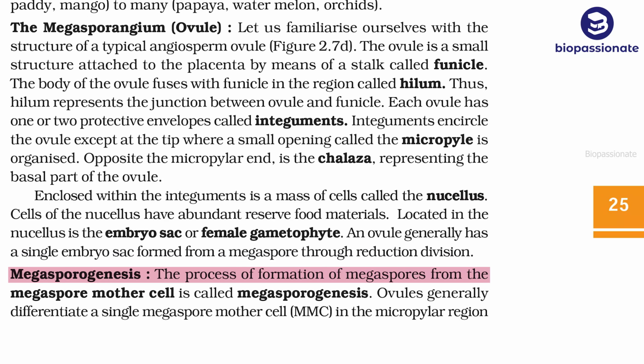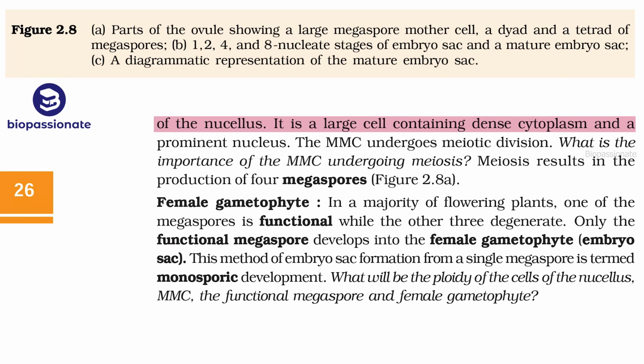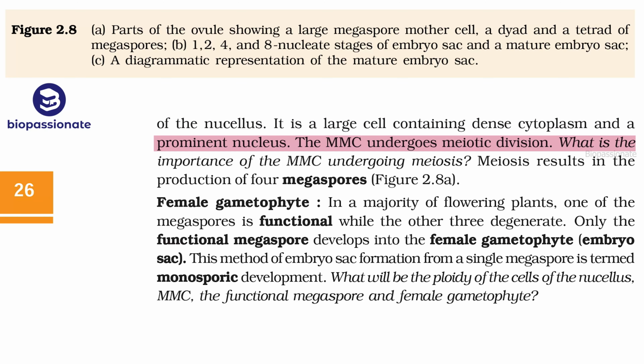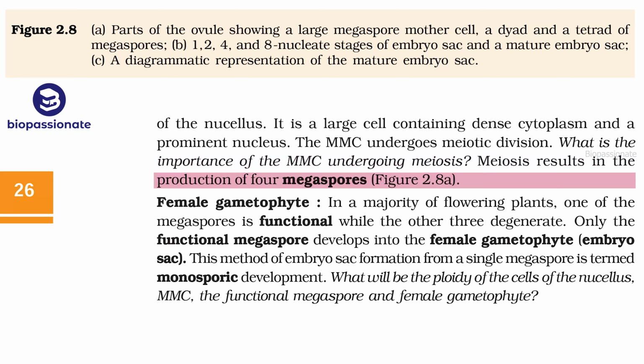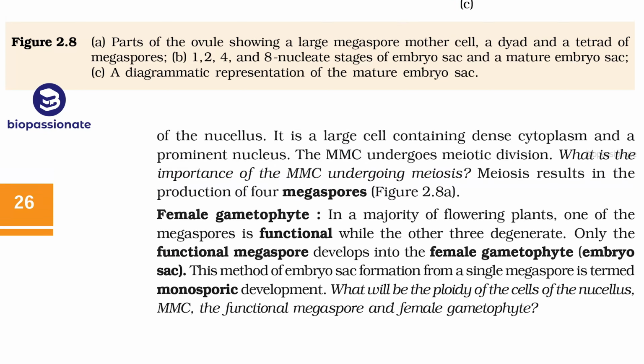Megasporogenesis. The process of formation of megaspores from the megaspore mother cell is called megasporogenesis. Ovules generally differentiate a single megaspore mother cell, MMC, in the micropylar region of the nucellus. It is a large cell containing dense cytoplasm and a prominent nucleus. The MMC undergoes meiotic division. What is the importance of the MMC undergoing meiosis? Meiosis results in the production of 4 megaspores, figure 2.8a.